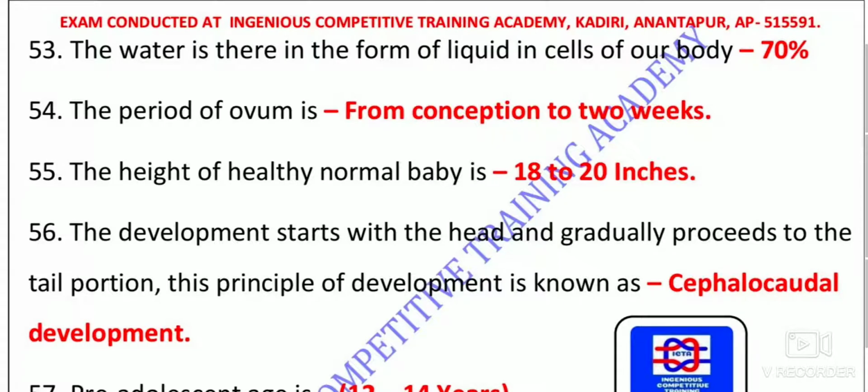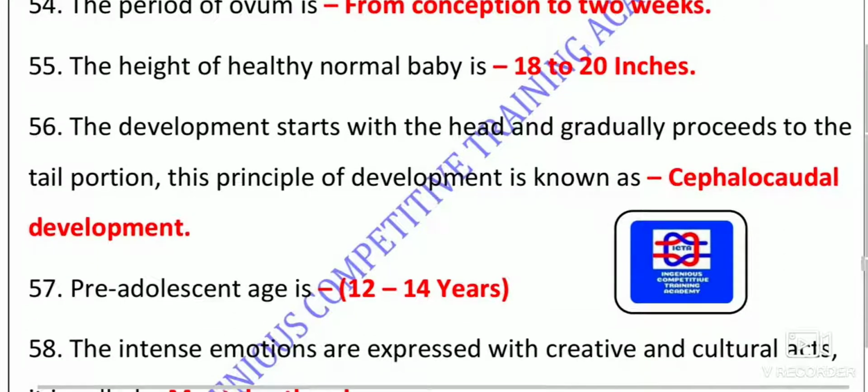The height of a healthy normal baby is about 18 to 20 inches. The development that starts with the head and gradually proceeds to the tail portion, this principle of development is known as cephalocaudal development. This is exactly what we call this principle of development.